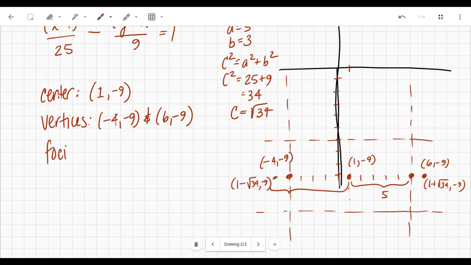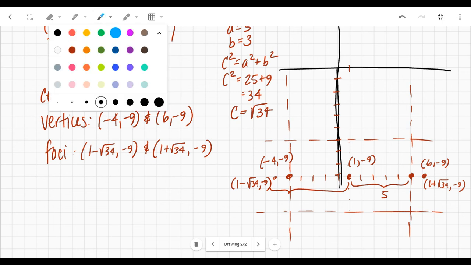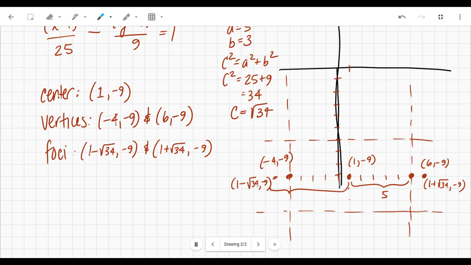Okay, so that's just from the center, moving left and right. Okay, so we would have 1 minus the square root of 34, -9, and 1 plus the square root of 34, -9. Okay, now the next thing they want you to do is the equation of the asymptotes, which is honestly kind of mean, I think. It's a lot, okay? But I guess it's not going to be terrible.